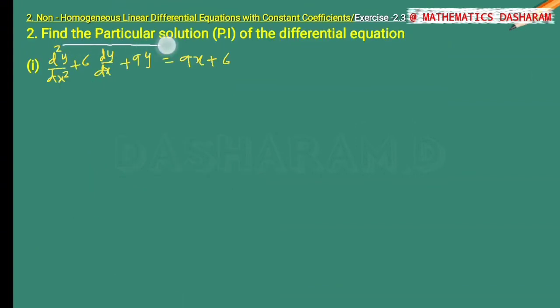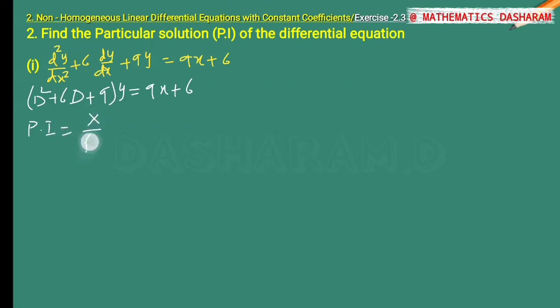Second bit, find the particular solution, that is, the particular integral of the differential equation d square y by dx square plus 6 dy by dx plus 9 into y equals 9x plus 6. So first of all, the symbolic form is (D square plus 6D plus 9) y equals 9x plus 6. So the particular integral formula is X divided by f of D. So here X means 9x plus 6.